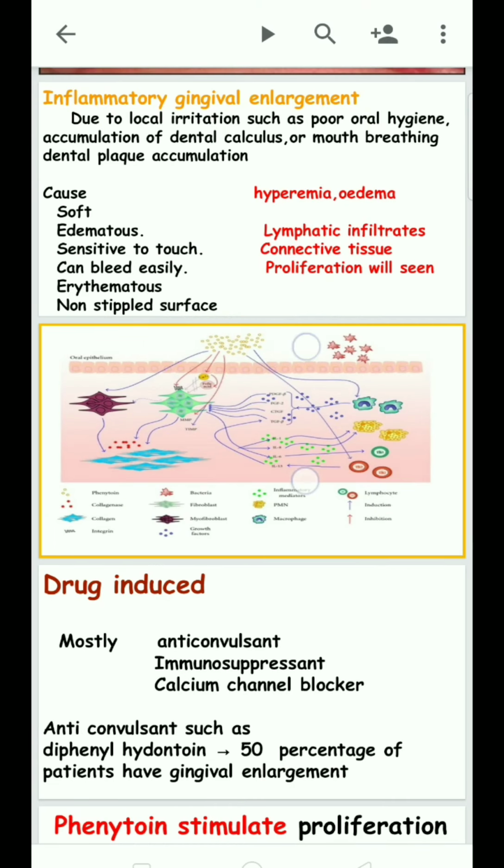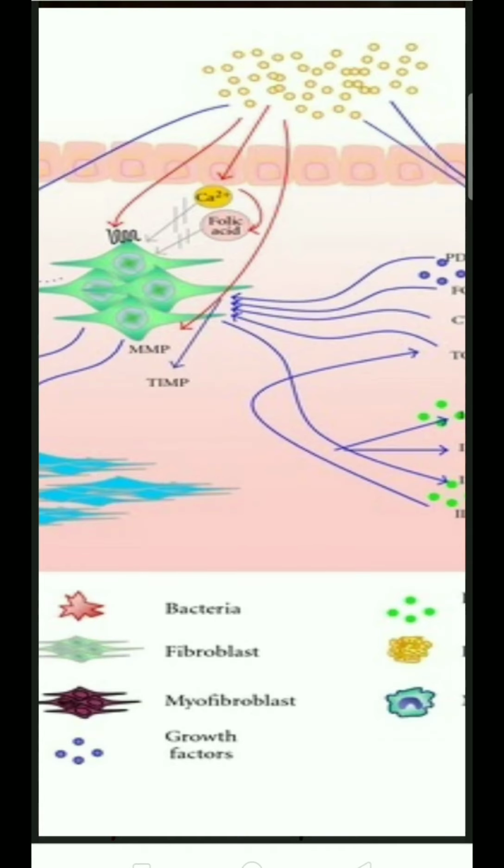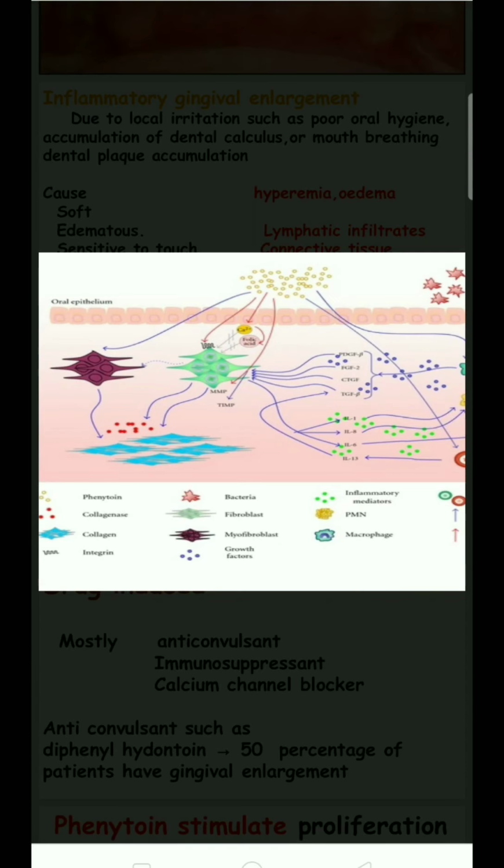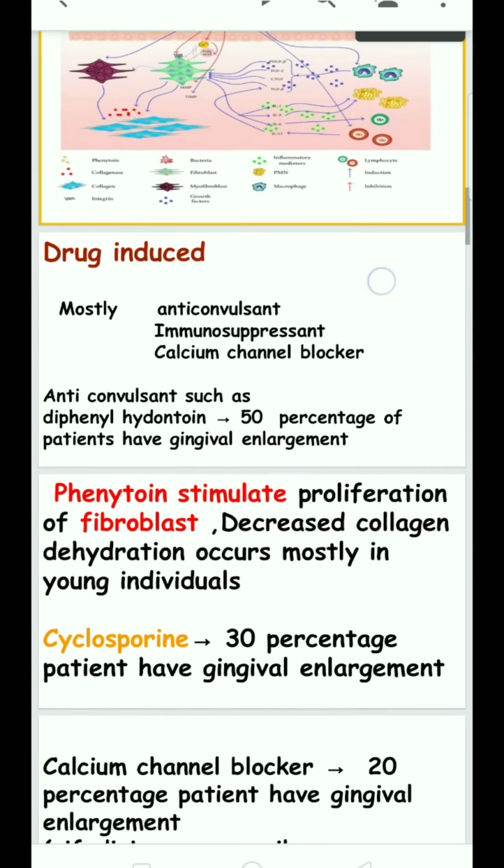And calcium channel blockers: fibroblasts need folic acid. The calcium channel blockers block the absorption of folic acid. As a result, with deficiency in folic acid, there is a mutation in the fibroblasts, so uncontrolled proliferation of the gingival growth will be seen in this condition.